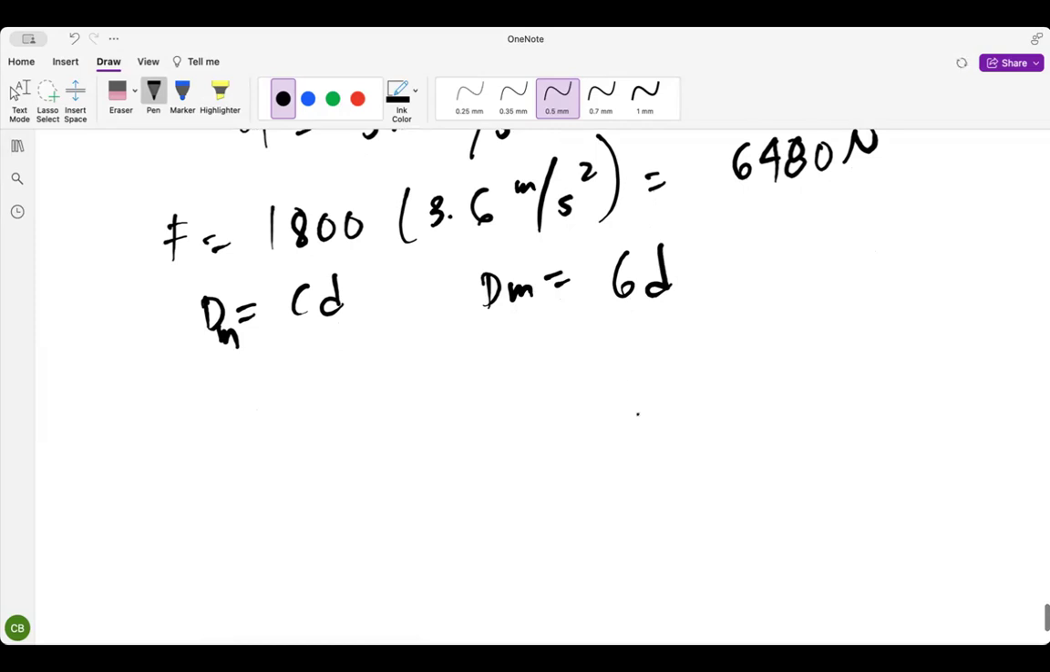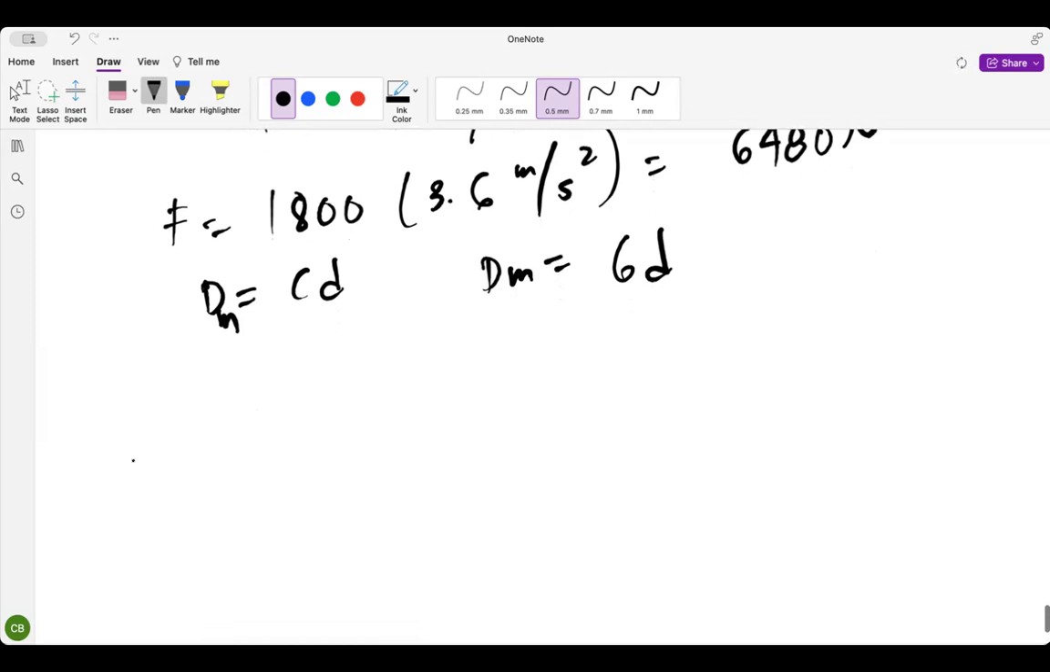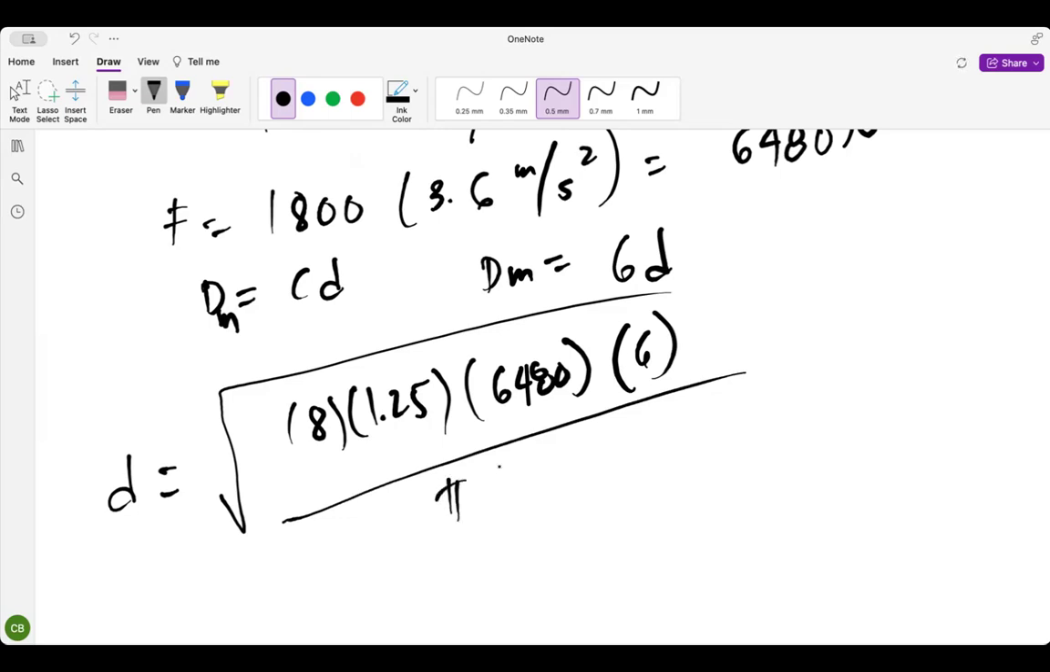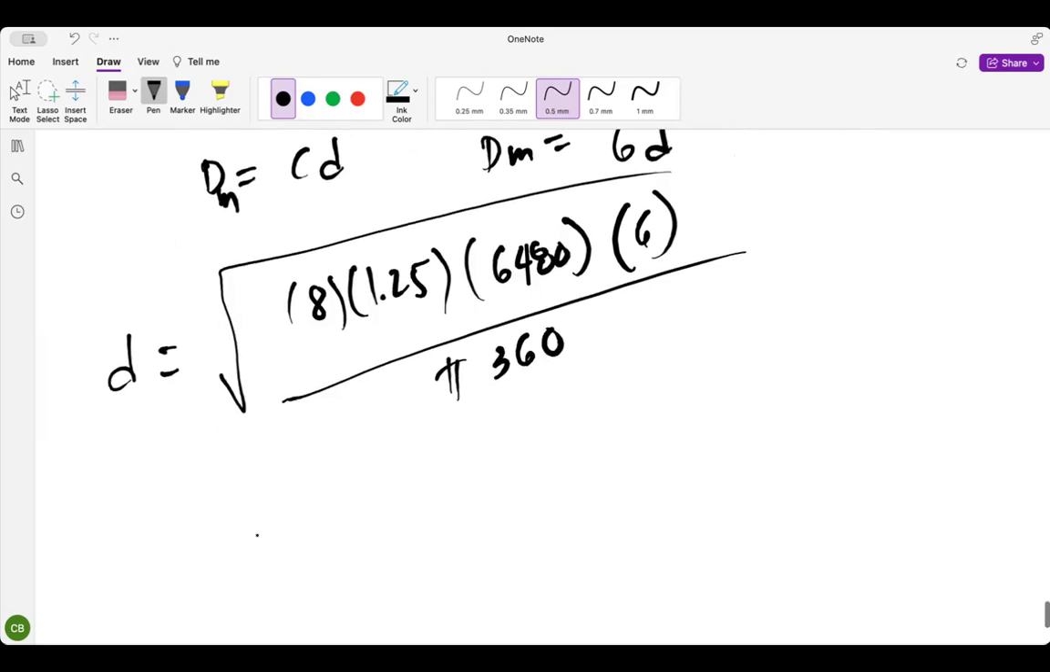From here, we can get our small d. You have 8 times 1.25 times 6,480 multiplied by 6, all over pi times 360. So the wire diameter is 19 millimeters.